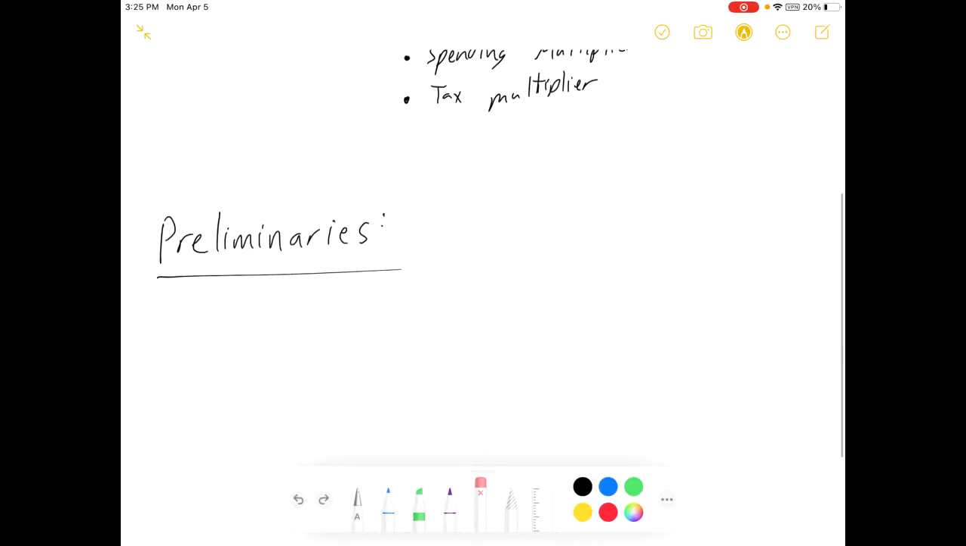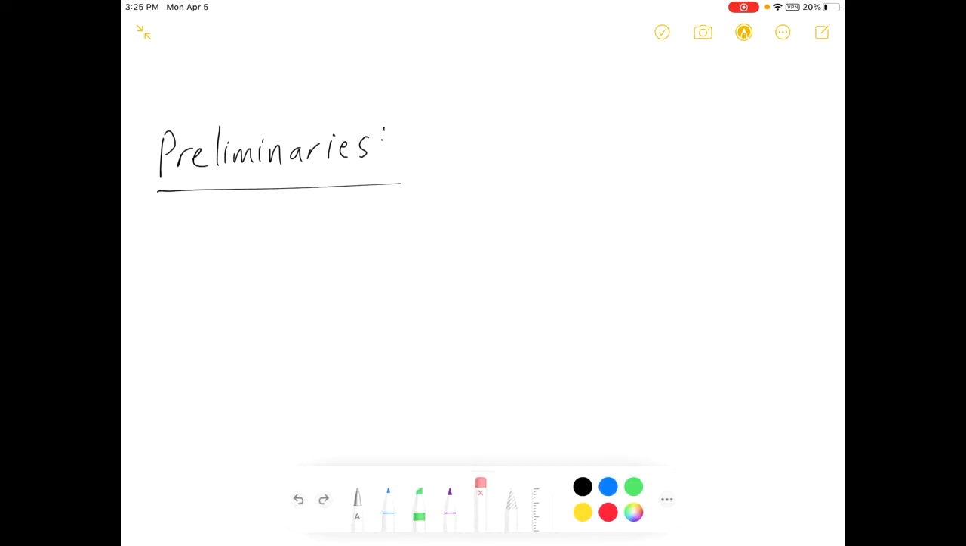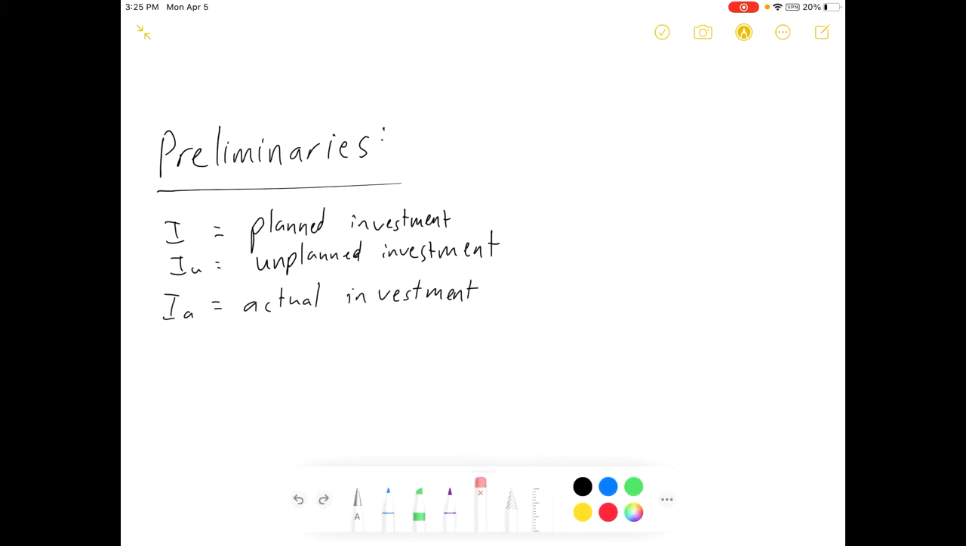Here we go. So, some preliminaries. Let's lay out notation. I'm borrowing notation from the Mankiw macroeconomics text, just so you know. So we have I, which is planned investment. And then I separate it more than the book does. I use unplanned investment, so that's IU. And there's actual investment, which is IA. The book just did I, but I like to keep all three of them clearly separate. IA is equal to I plus IU, the planned investment plus the unplanned investment.